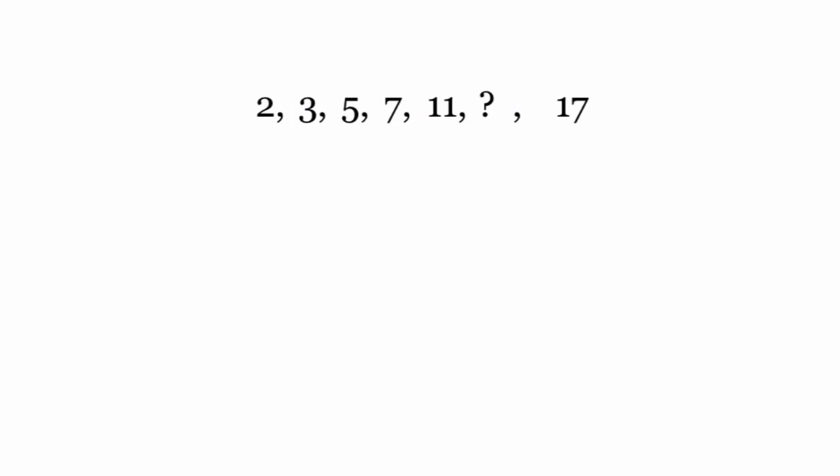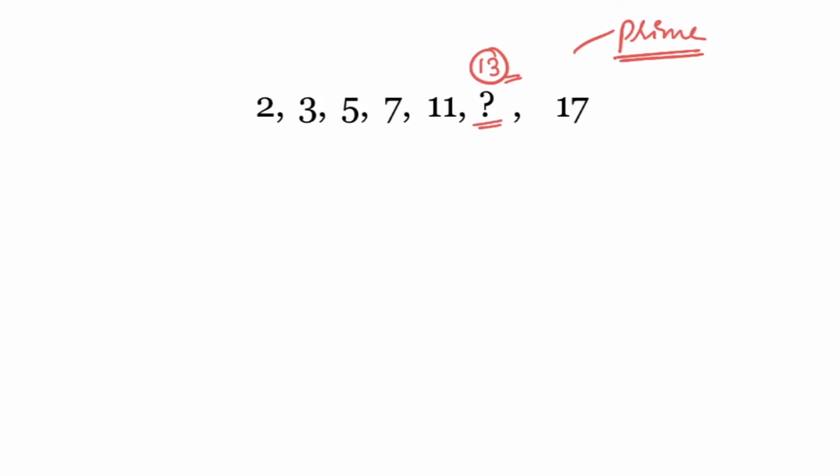2, 3, 5, 7, 11 and a term is missing, next 17. Find the missing term. Before checking differences, first look at the numbers. 2, 3, 5, 7, 11, 17, all are prime numbers. So after 11 the immediate prime is 13. After 13 the immediate prime is 17. So the missing term is 13.